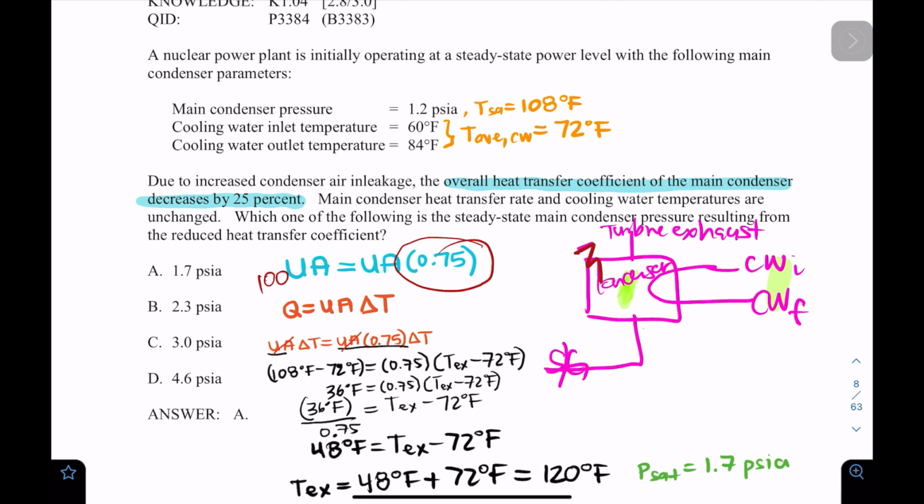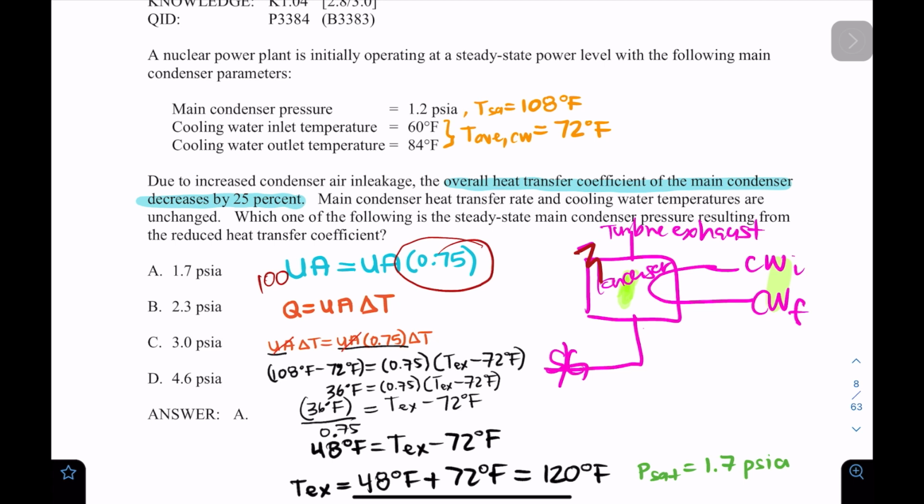Now, main condenser heat transfer rate and cooling water temperatures are unchanged. Which one of the following is the steady state main condenser pressure resulting from the reduced heat transfer coefficient? Okay, so I need to get the pressure reduction from this.